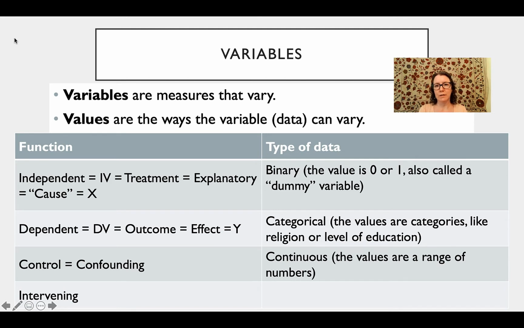There are two different ways that we talk about variables, both by their function in the research that people do, and the type of data, the type of values itself within the variable. I'll talk about the type of data first because that's pretty straightforward.